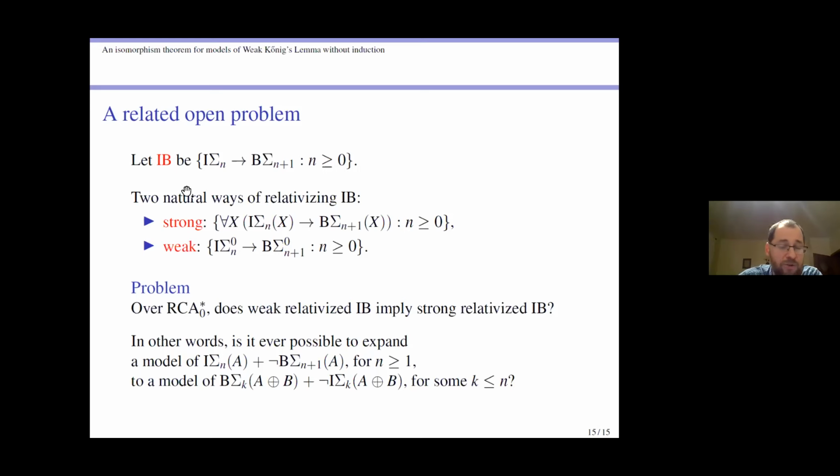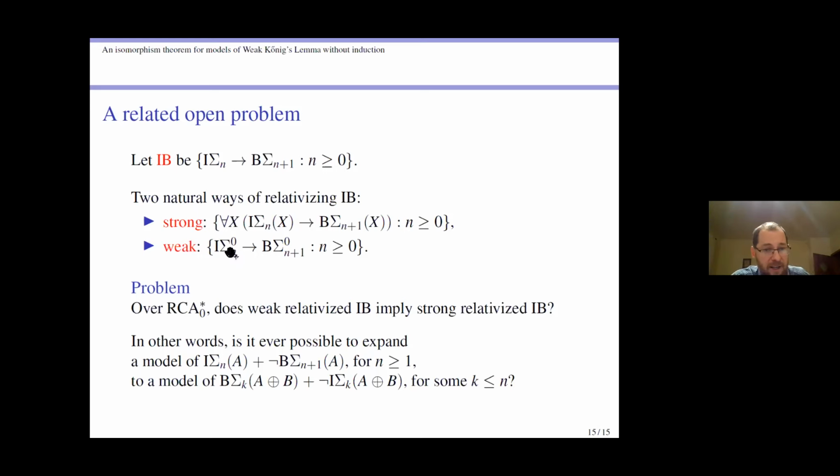There are two natural ways, at least, of relativizing this to a second order context. Either you can say that relative to every x, IB holds. So that's what we call a strong relativization. Maybe that's the more natural one. There is another one that's also kind of natural that just says that the first level relative to any parameters whatsoever where induction fails is going to be an I level and not a B level.